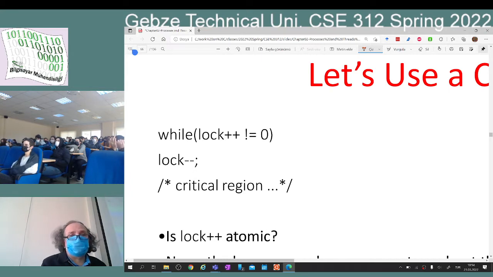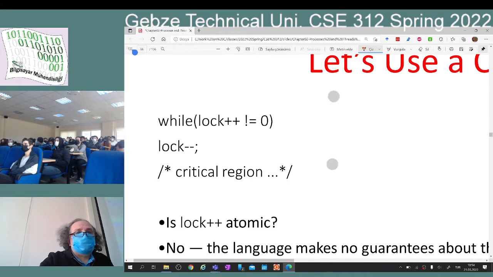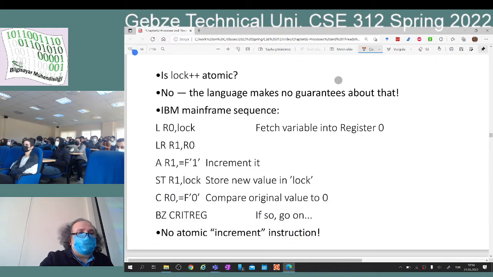So, C++ solution or C solution. It looks like you are checking the value of lock and incrementing it by one at the same time. But if you look at this lock plus plus not equal to zero, in terms of assembly, the CPU is executing this. Load lock to R0, and then make a copy of R0 in register 1, increment R1 by 1, store the result of R1 to lock, and check if R0 is 0.